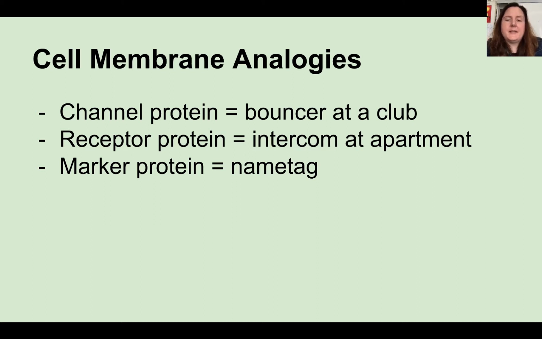Now, a receptor protein is kind of like the intercom at an apartment. At the door, there's the little intercom where you press the button for the person that you want to contact. And if that person says, okay, you're the right person, you can come on up, they're going to press a button which will unlock the door and allow you into the apartment. If you are not someone they know, they're not going to let you in. So that's kind of what the receptor protein does. Something comes from the outside, and if it's the right one, a process will occur inside of the cell. It will send some information.